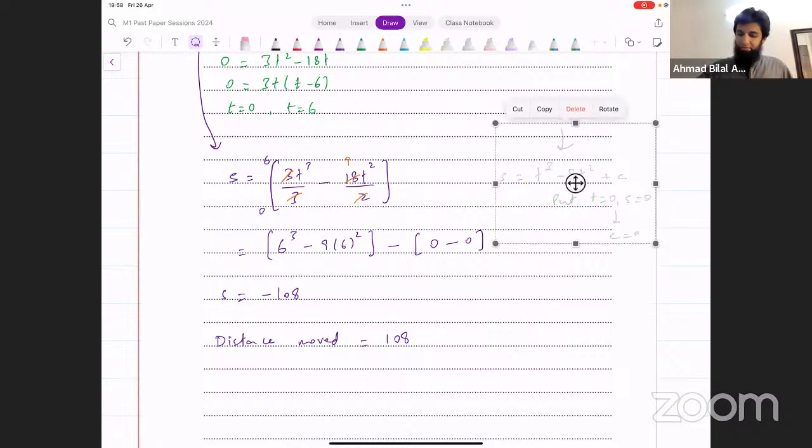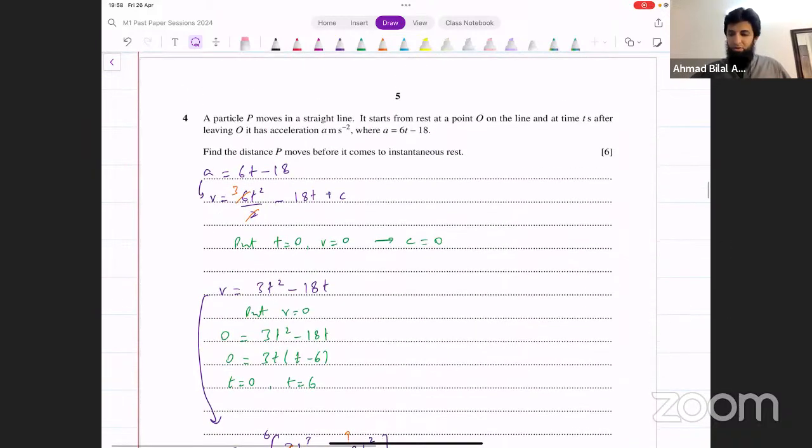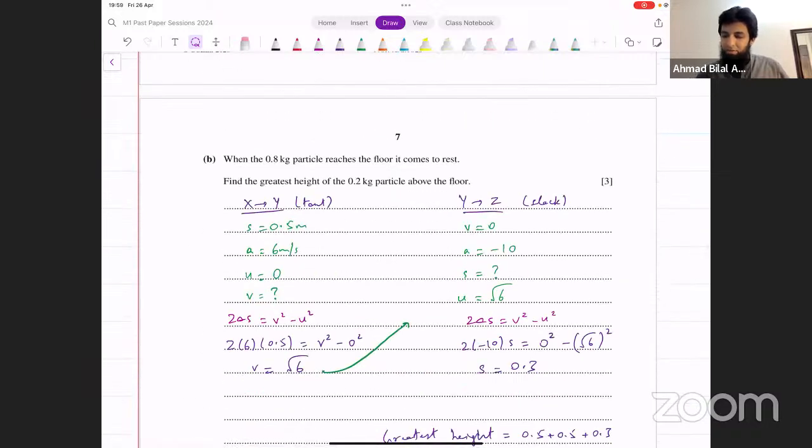All right, so that was question number 4. We actually just ended up doing that as well. But now let's move on to the next one that you asked about. This was question number 7, and that's it for this paper. Please have a look at the other paper as well if you haven't already. Let me know the questions that you found difficult so we could discuss some of those as well.